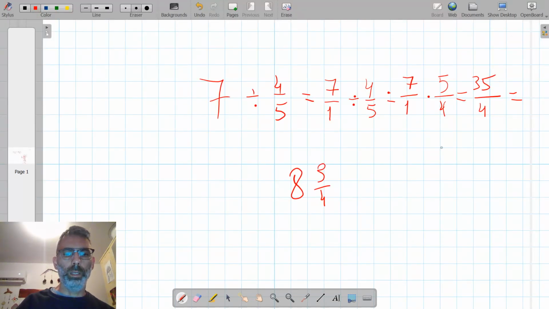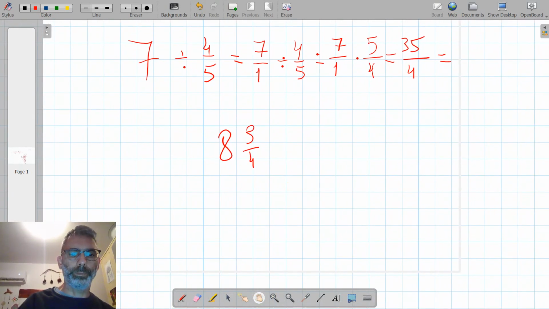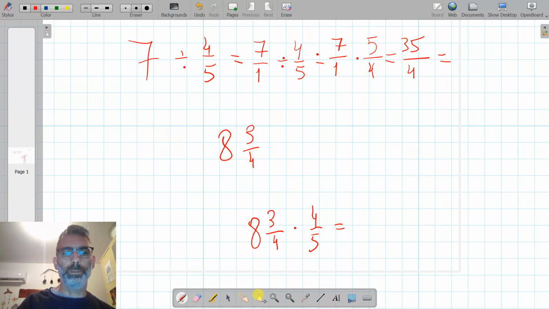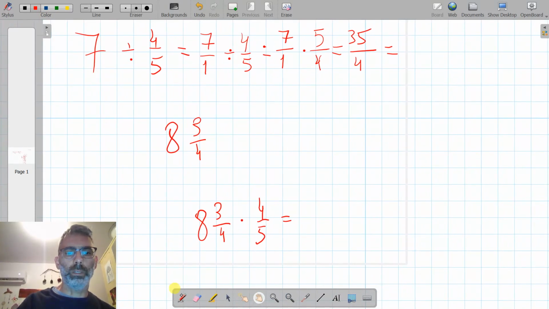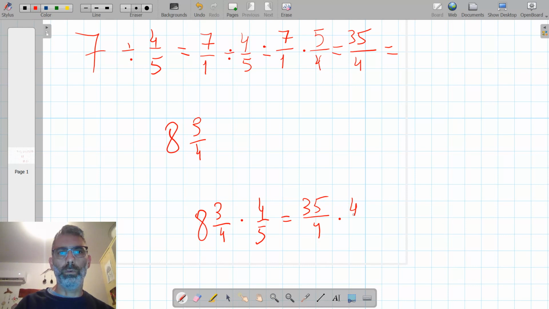Okay. Let's do a check. Let's multiply 8 and 3/4 times 4 over 5 to see if I get 7. If I get 7, that's the right answer. Okay, so I turn 8 and 3/4 into an improper fraction. 4 times 8 is 32 plus 3 is 35. 35 over 4 times 4/5.